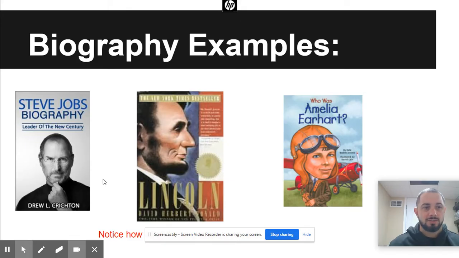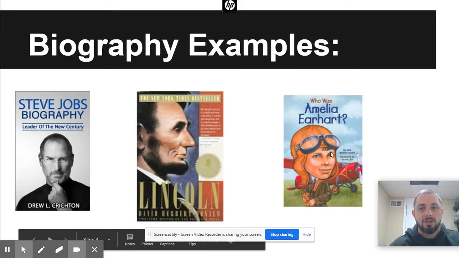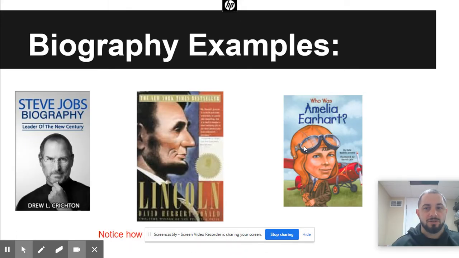Some of these examples might be Steve Jobs, again, Lincoln. Notice how each of them is going to have an author. So it's not Abraham Lincoln writing about himself, or Amelia Earhart writing about herself, or Steve Jobs writing about himself. It's going to be someone else writing about them.